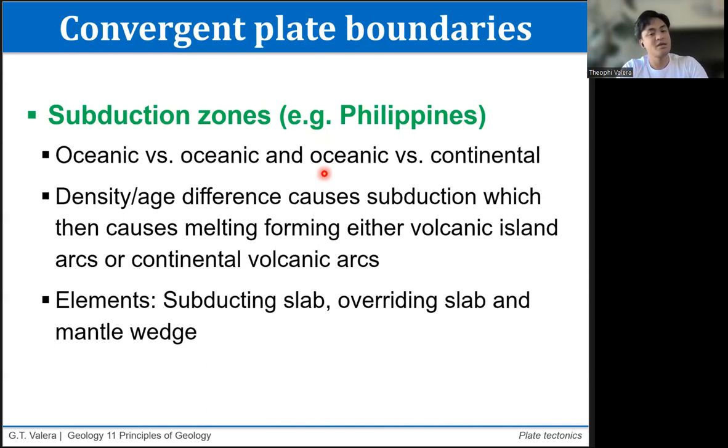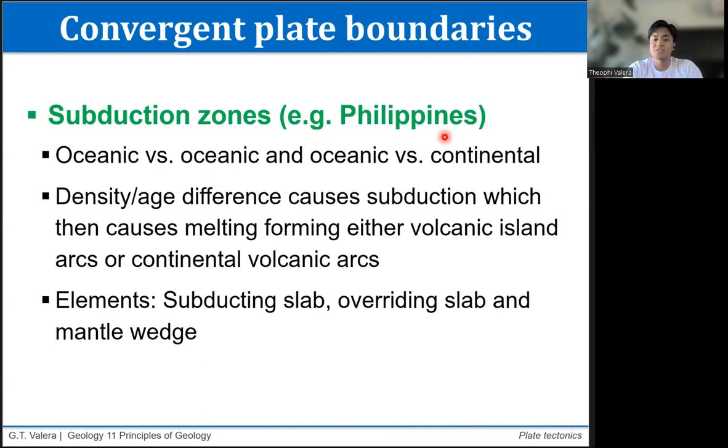So ganun din, when you have oceanic, the older oceanic crust is generally denser than younger oceanic crust. And this means now when two oceanic crusts collide, the older plate actually goes down. Okay, so siya yung nagsasabrak. And the volcanic island arc is formed on the younger oceanic crust. So density or age difference causes subduction, which then causes partial melting, forming either volcanic island arcs when you have oceanic-oceanic, or continental volcanic arcs when you have oceanic-continental.